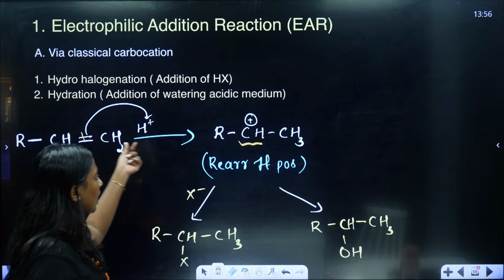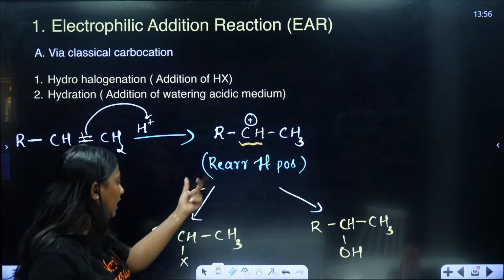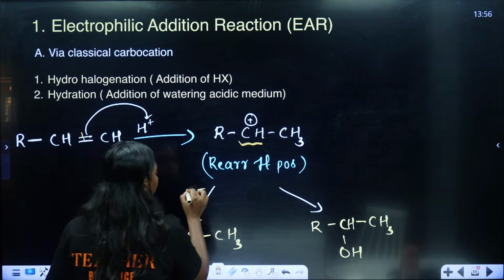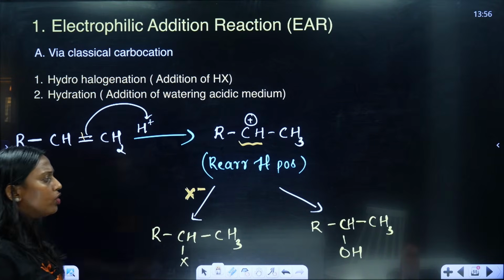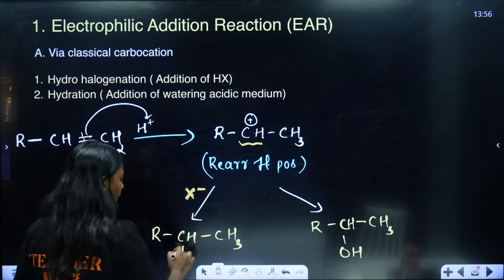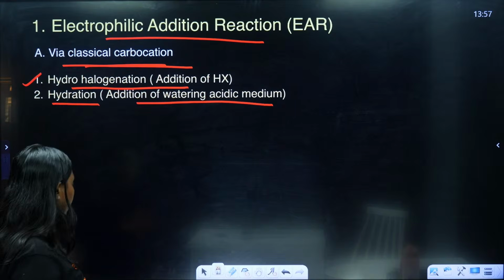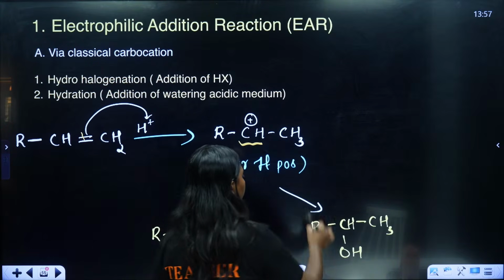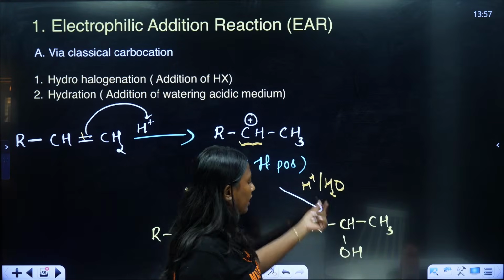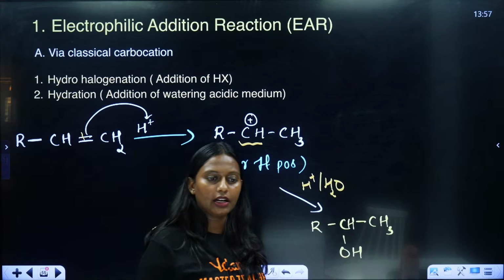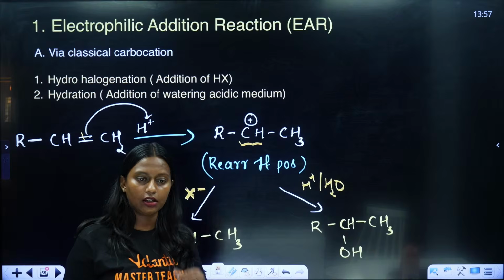So this carbocation will form, and if rearrangement is possible it will happen. In the next step, we are treating this carbocation with a halogen. It's very simple: X will come here. In the next step, acidic H2O: here you can see OH minus will come to that cation. It depends on the reagent we are taking.